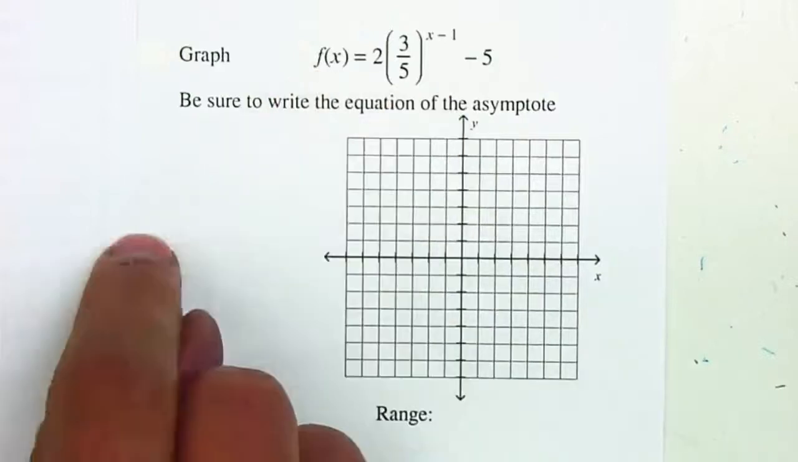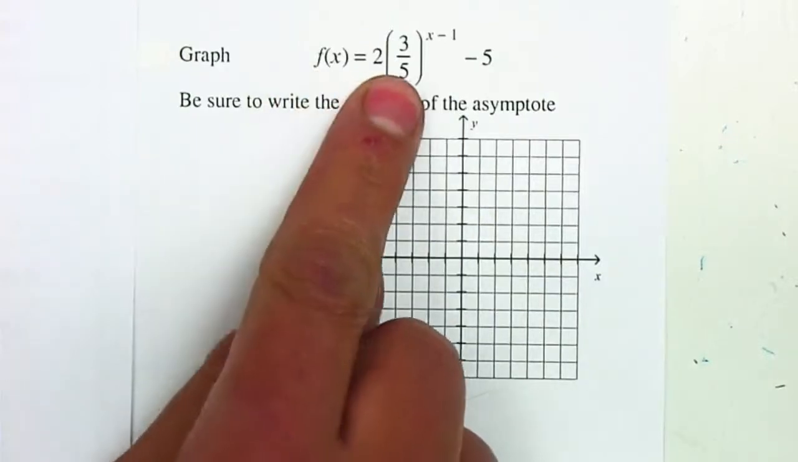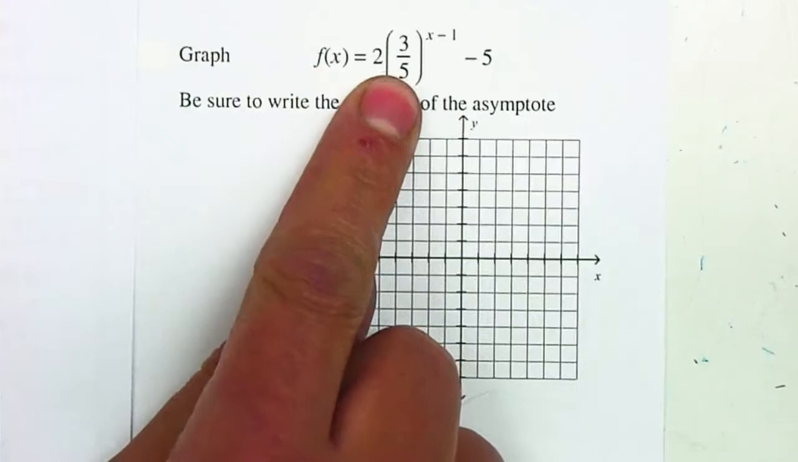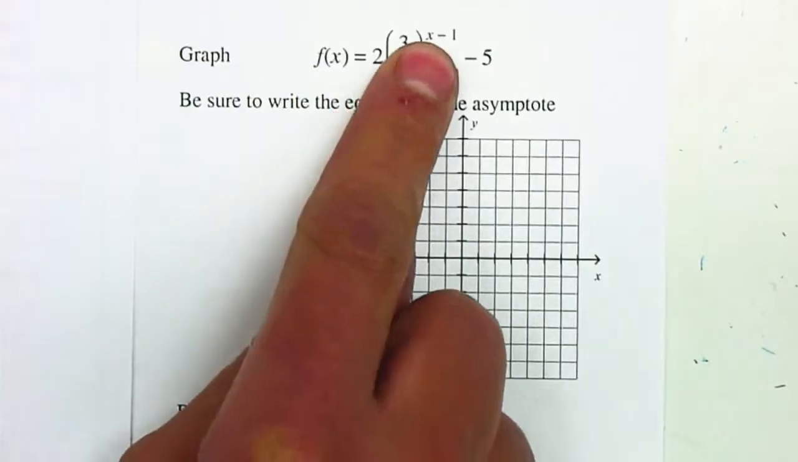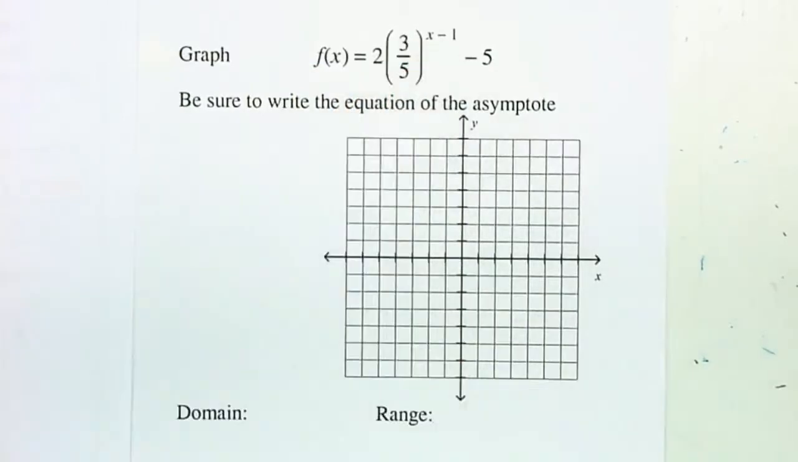Graph the following function. So the first thing that you should be able to realize is that this is going to be an exponential function, since the x is the exponent. And we need to determine if this is exponential growth or decay.